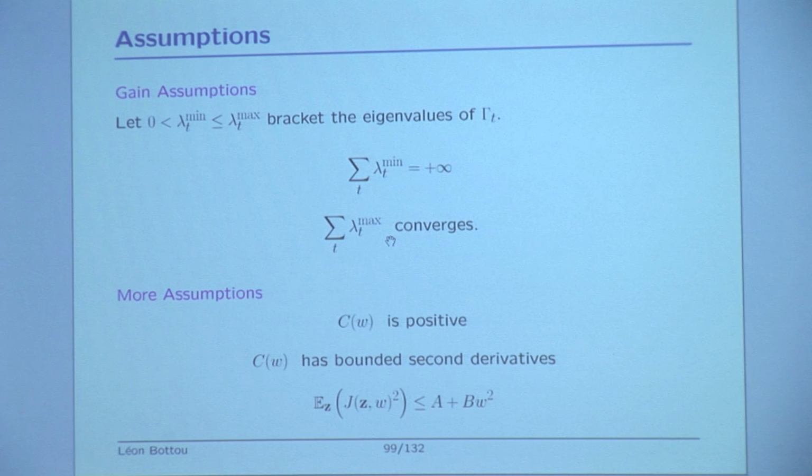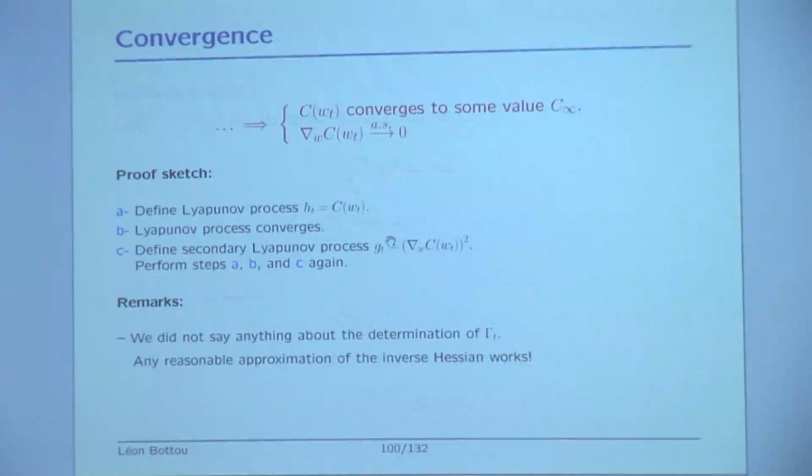So suppose that you have a bracket of the eigenvalues of this gamma t that I'm going to call lambda t min and lambda t max. If you have that the sum of the lambda t min diverges, and the sum of the lambda t max squared, there is a square missing here, yes. Good. So the sum of lambda t max squared converges, and with the standard assumptions, pretty much, then you get the convergence. So you just need your gain matrix to have a spectrum that satisfies the same conditions as the conditions on the gain.